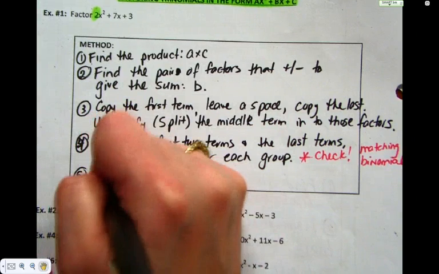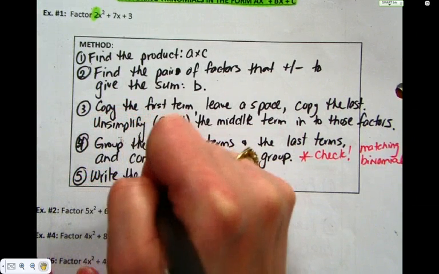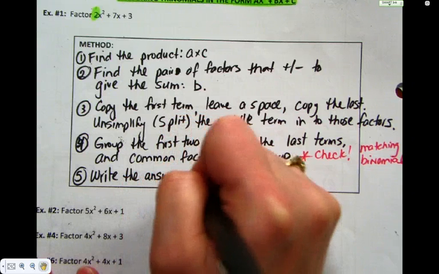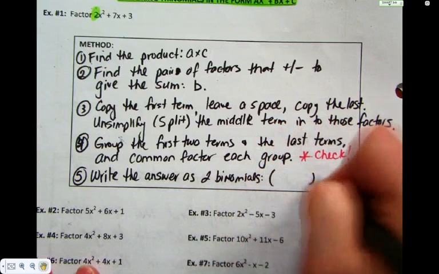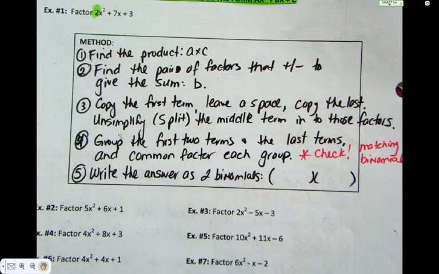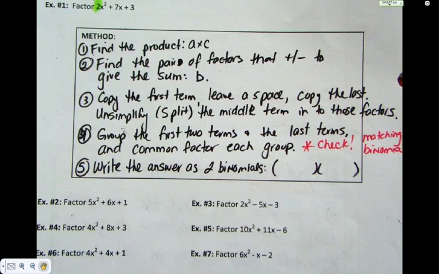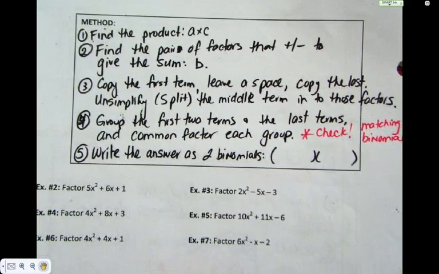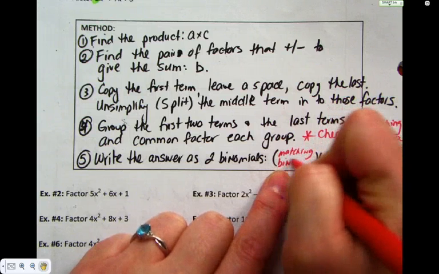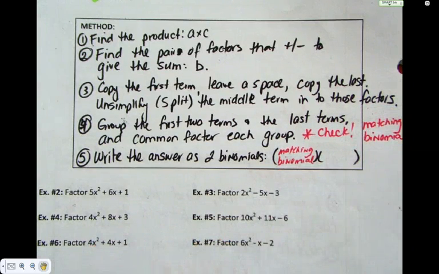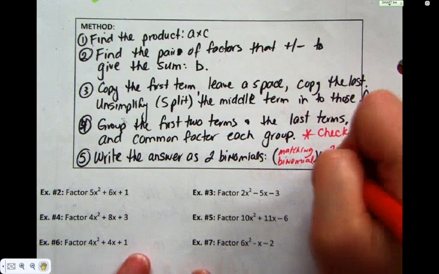Write the answer as 2 binomials. Whenever I write 2 binomials like that, it looks like butt cheeks to me. It always makes me giggle. Come on, tell me you didn't see that before. Now you will. The first one is what I call that matching binomial. The second one is the 2 common factors.